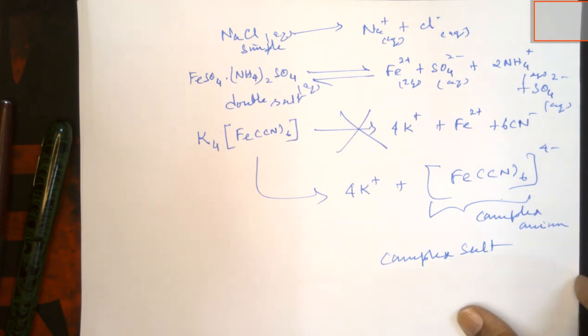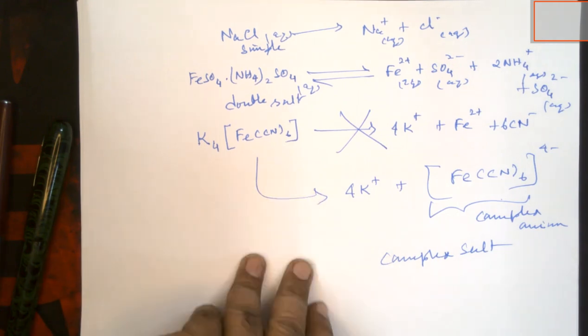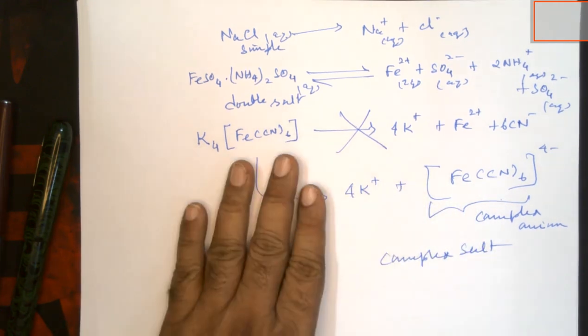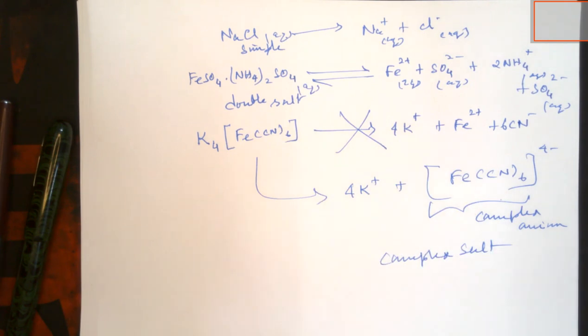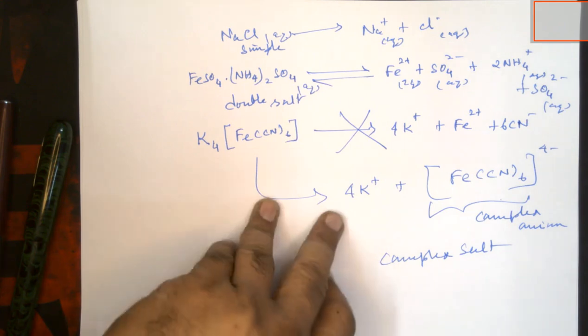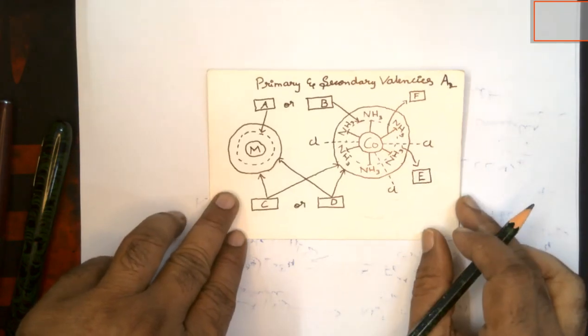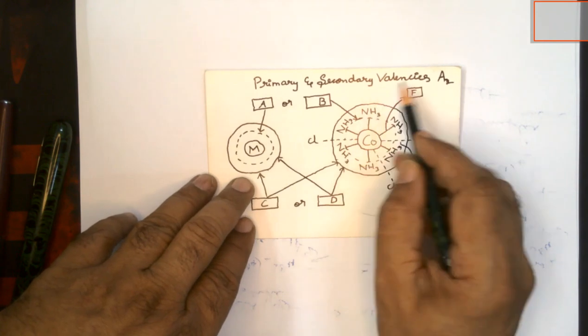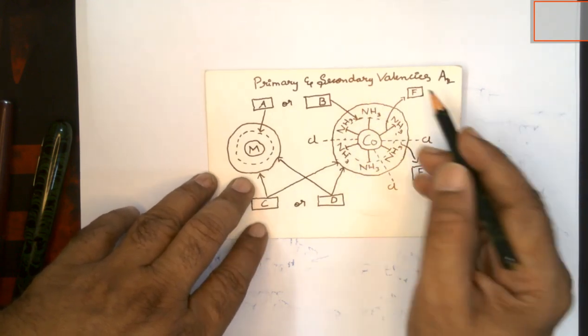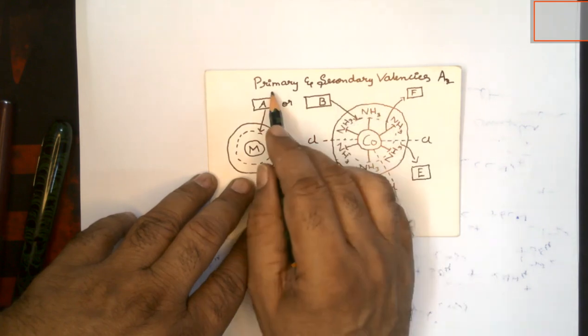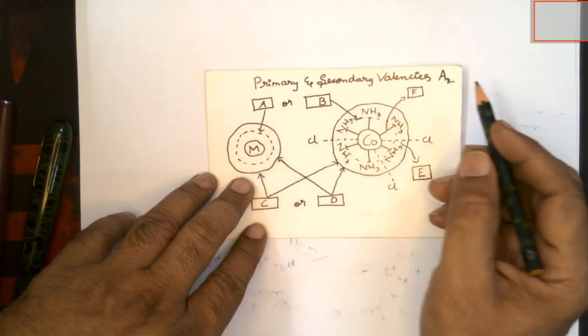Okay, let us move to the next concept. Now I was talking about the ionizable valency and non-ionizable valency. Right. Now look at this visual. I was explaining about the primary and ionizable and non-ionizable valency, and this is also called primary and secondary valencies.